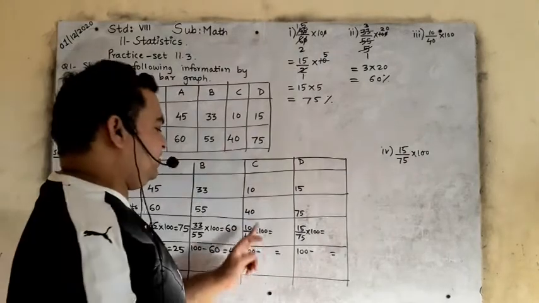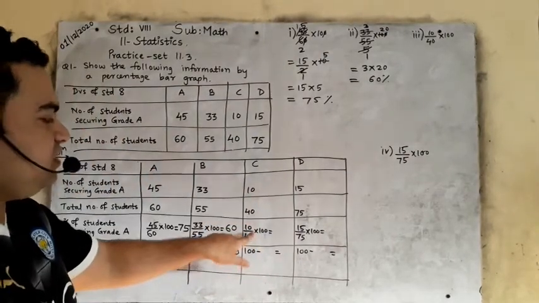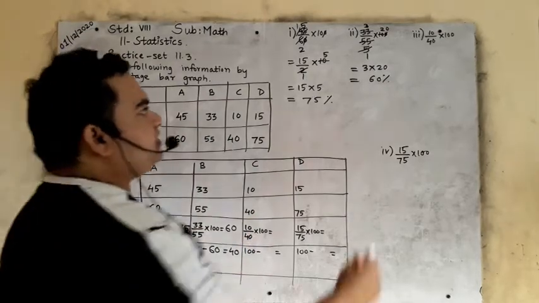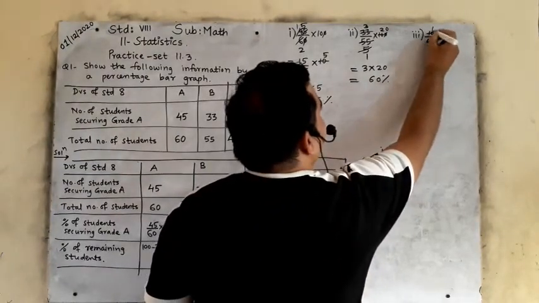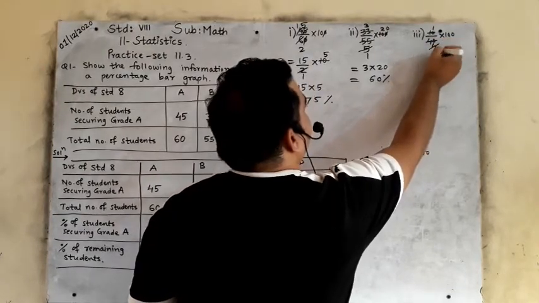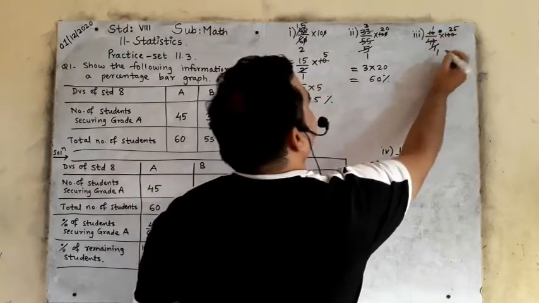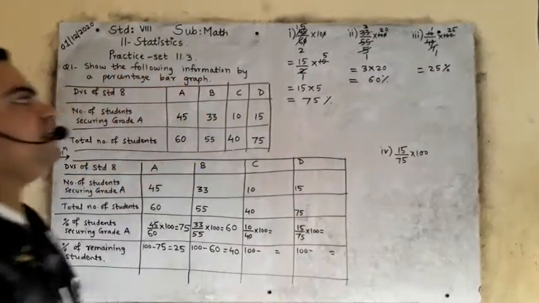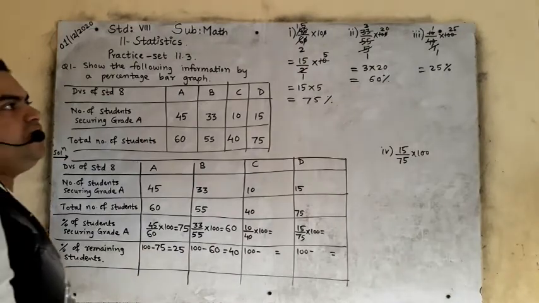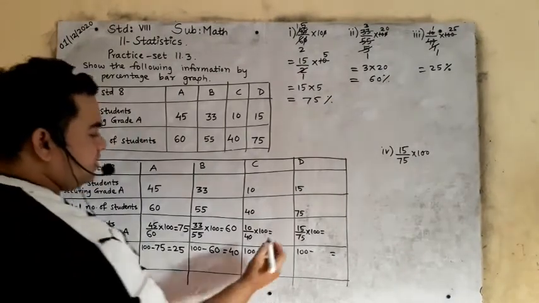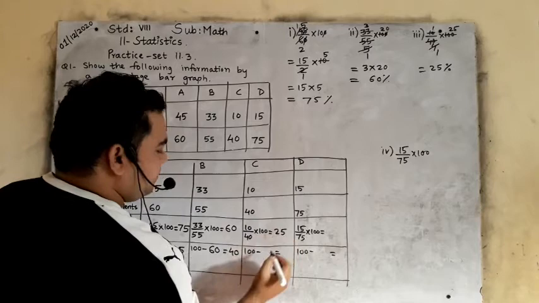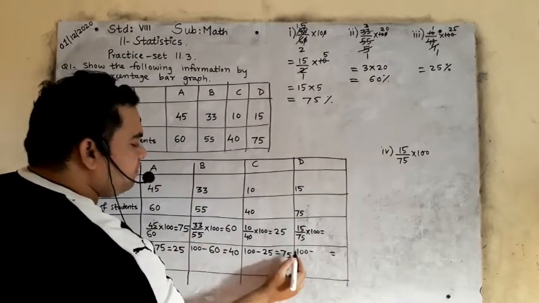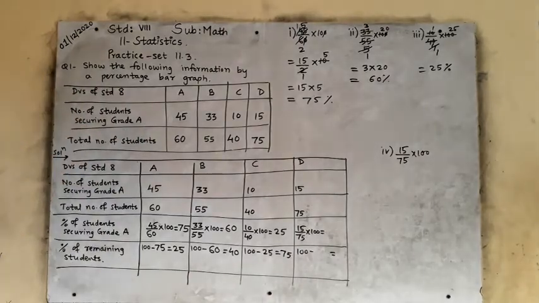Now I will solve the C division. From 40, 10 students have secured A grade. So 40 below and 10 above. So it will divide. See, it is very easy. See here, 10 1s are 10, 10 4s are 40, 4 1s are 4, 4 25s are 100. So the answer will come 25 percent. Is it clear? So 25 percent secured A grade. It means 75 percent did not secure A grade. Okay.